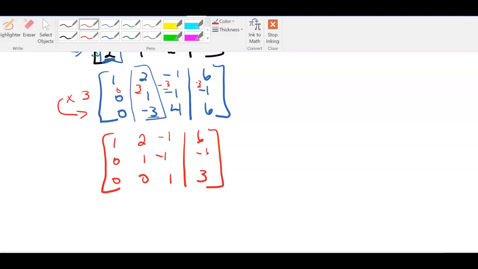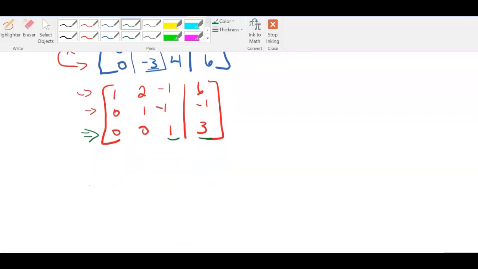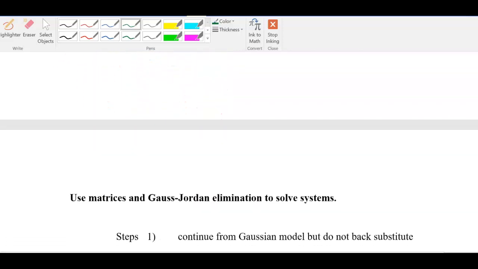You could have done this differently and have different numbers in row 1 and row 2, and it's still right. The only thing that has to be exactly the same is z has to be equal to 3. If z does not equal 3, then you have done something wrong. Go back and check your math. It's usually a negative mistake.